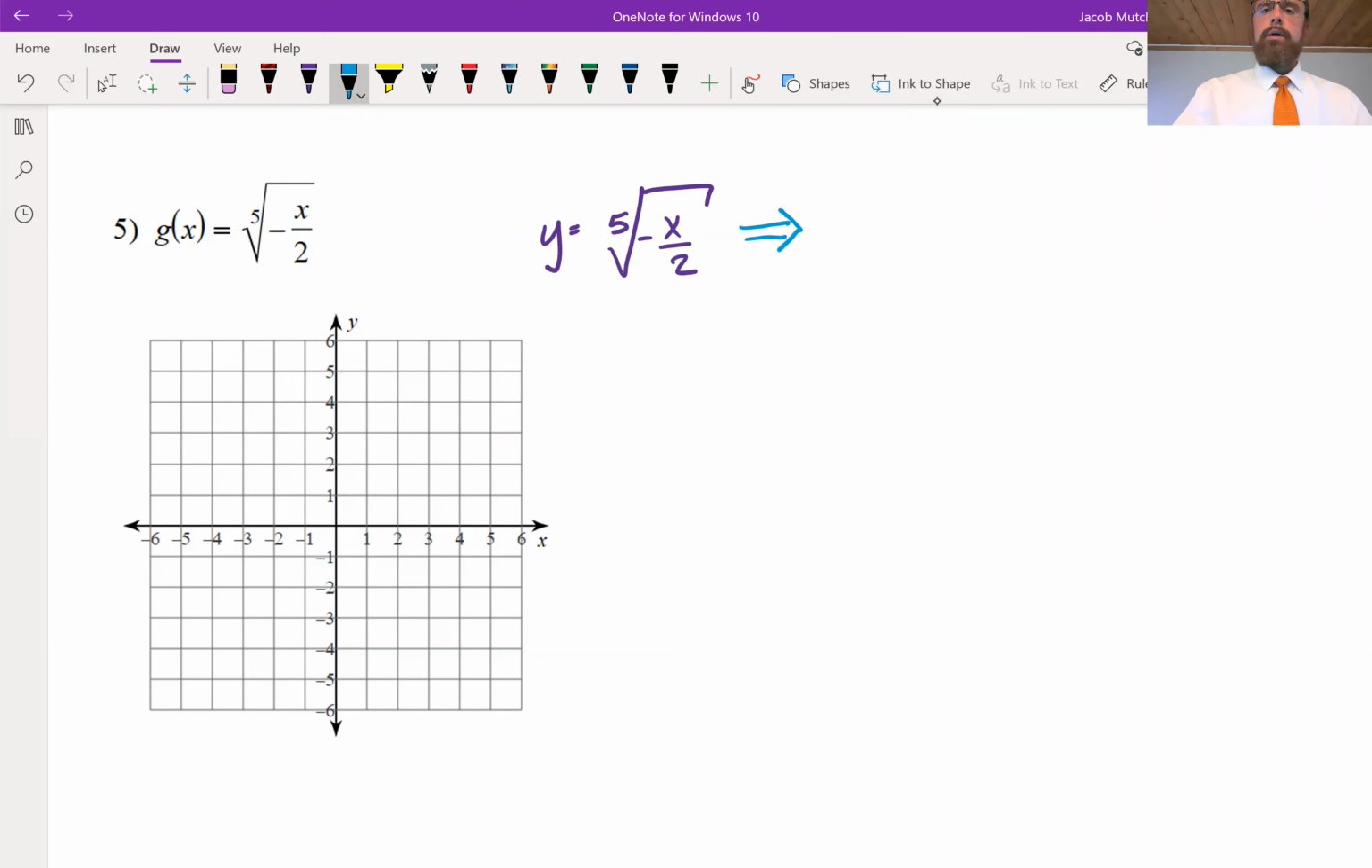I'll rewrite the equation as x instead of y equals the fifth root of negative y divided by 2. And once I've made that swap, I have in fact created the inverse. What I need to do now is solve for y so that it's in a graphable form. So that's what I need to solve for, circled there in red.